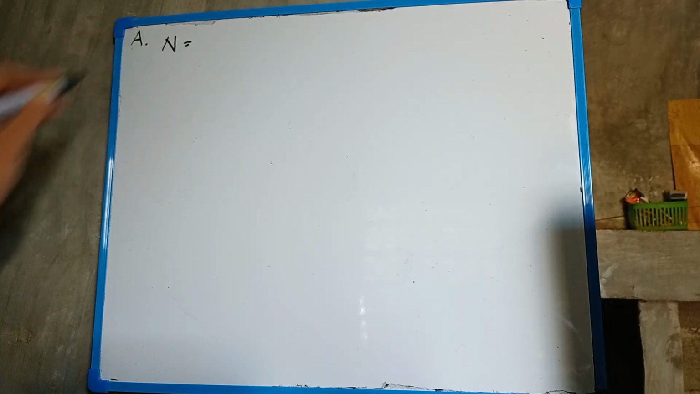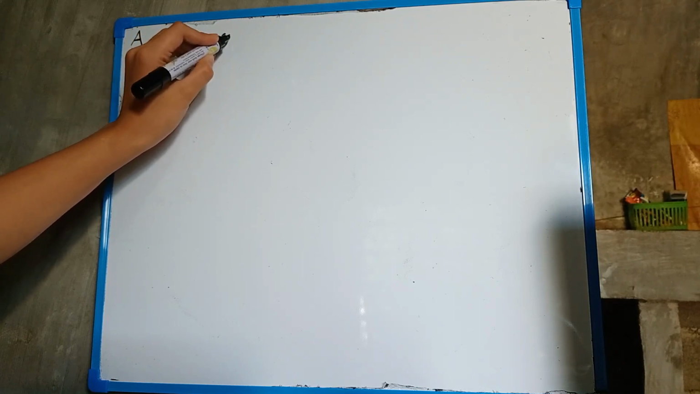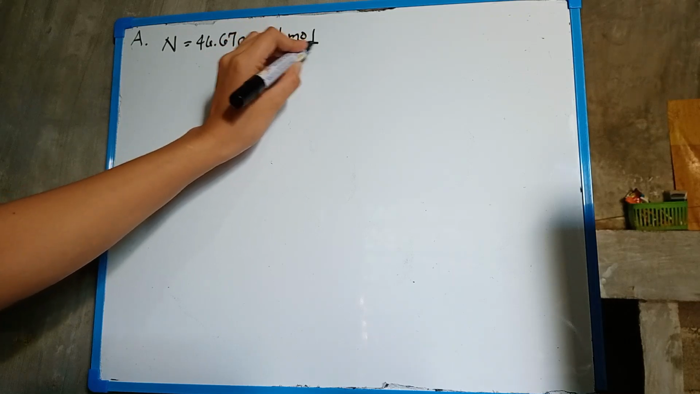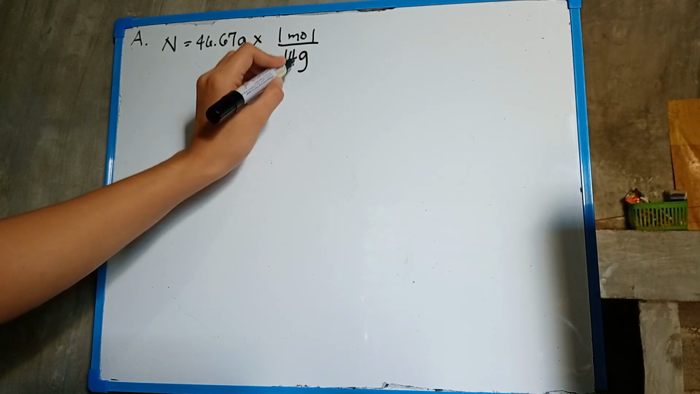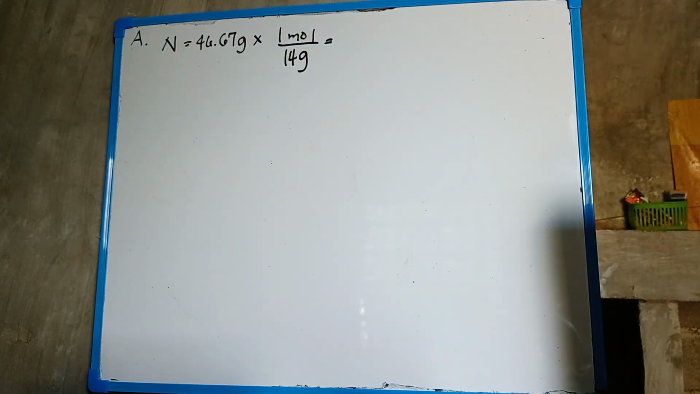In example number 2, the empirical formula is not given, so we are going to get the empirical formula. A compound is found to contain nitrogen, hydrogen, carbon, and oxygen: 46.67% of nitrogen, 6.70% of hydrogen, 19.98% of carbon, and 26.65% of oxygen. What is the empirical formula? What do we do if the empirical formula is not available? First step, we are going to get the moles of each element.